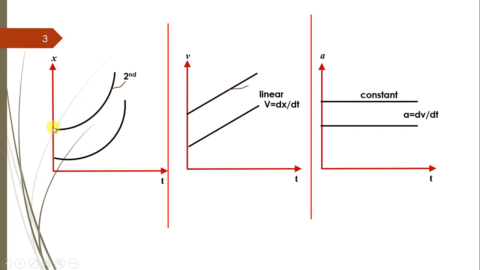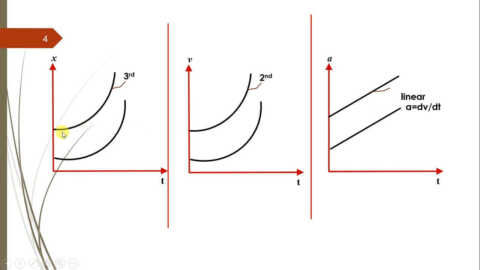Now you can see here, if we have a second degree curve as the position coordinate, then we get a linearly varying line in the velocity curve and a constant line in the acceleration curve. Like here, v equals dx by dt. So when we take the derivative of the second degree curve, we get a linear line, that is a first degree line, and when we further take the derivative dv by dt, we get the constant line. In this way the degree of the curve goes on reducing from the position to the velocity and from the velocity to the acceleration.